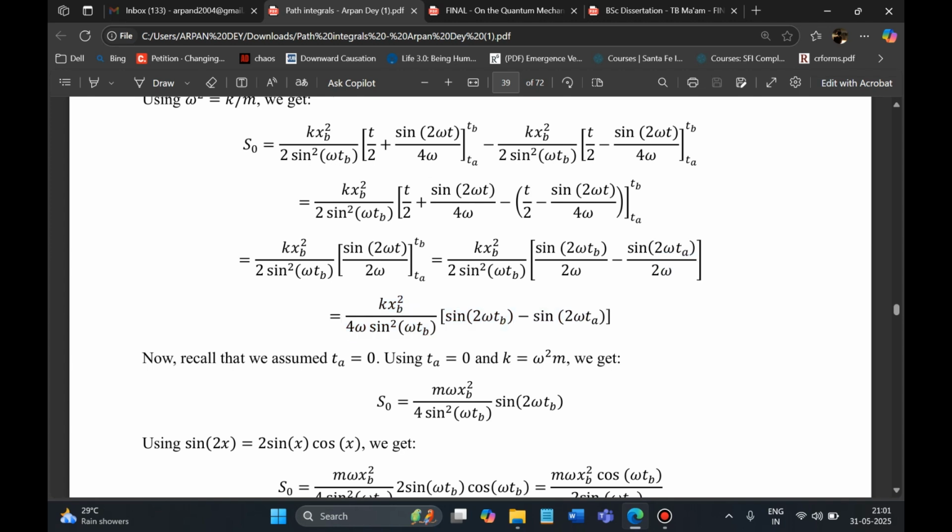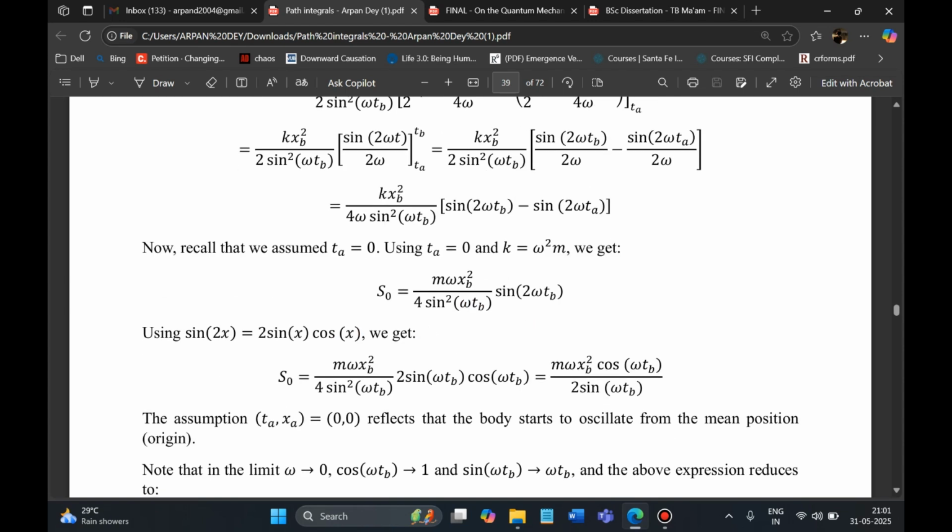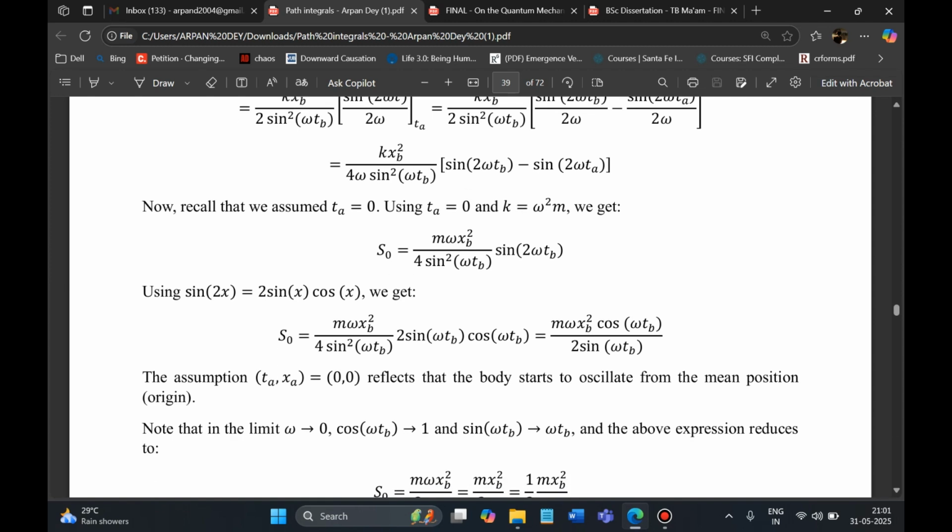So we arrive here. Now we assumed ta to be 0, and if we put ta to be 0 and k is omega square m, since omega was under root k over m, we get the least action s naught as m omega xb squared over 4 sin square omega tb sin 2 omega tb. And using sin 2x equals 2 sin x cos x, we can further simplify it and write it like this.